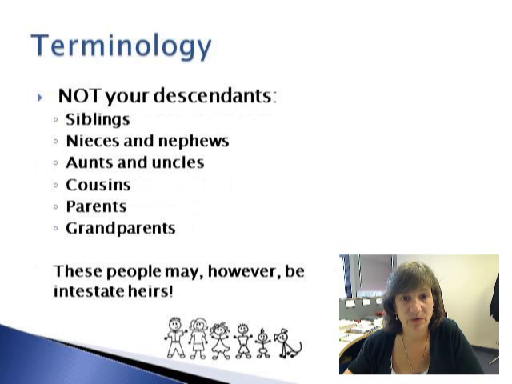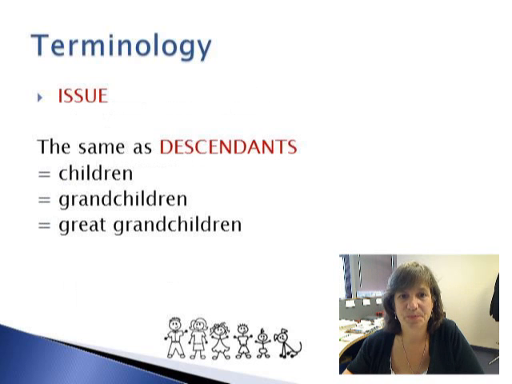Siblings, nieces and nephews, aunts and uncles, cousins, parents and grandparents, those last two are ancestors. These people may be your heirs, but they're not descendants. Okay, issue. We see the word issue. Issue is the same as descendants. Children, grandchildren, great-grandchildren. If you drew a family tree, they're the ones that go straight down from you.